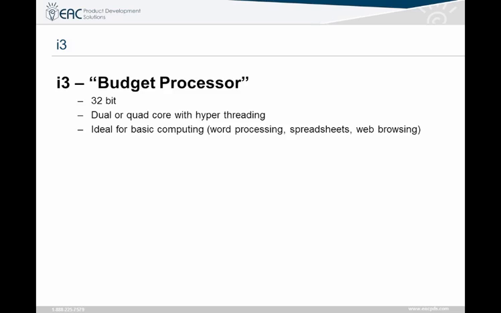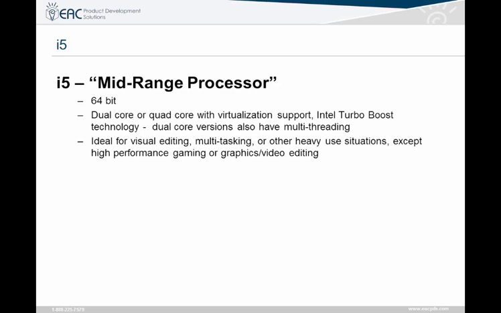The i3 is limited to a 32-bit architecture. It does have dual or quad core with hyper-threading enabled, but its intent is for basic computing. We would not recommend it for any customer. The i5 would be considered the entry level. What separates the i5 and the i7 from the i3 is the 64-bit capability. Again, dual or quad core with virtualization. The whole point here is this is ideal for high performance gaming or graphics and video editing. We have to kind of align ourselves to the high performance gaming stuff. Again, that's why I started out with the PTC platform support page. That's a great place to get some guidance on where to go.